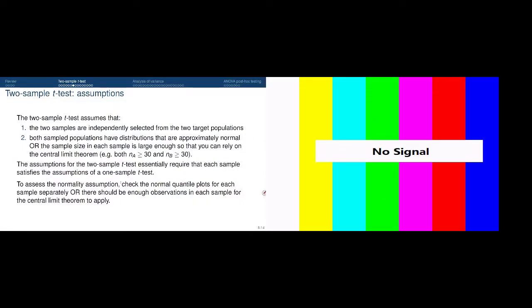And the assumptions for the test are that the two samples are independent from each of the target populations, and that the distributions are either close to normal or that the sample sizes are large enough that we can rely on the central limit theorem. So basically, the assumptions that we need to check are the exact same assumptions as for the one sample t-test, just applied to each of those samples.